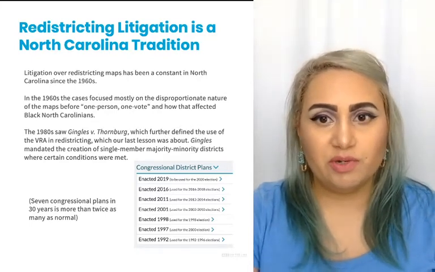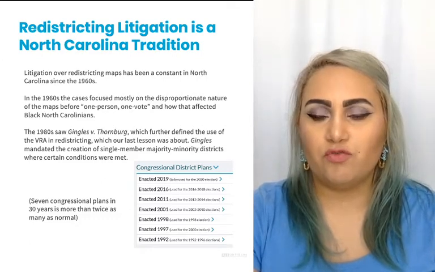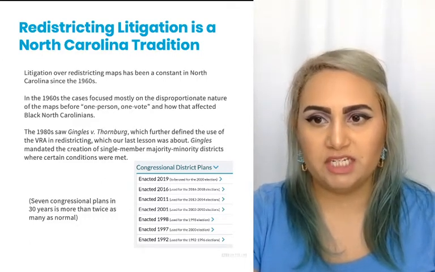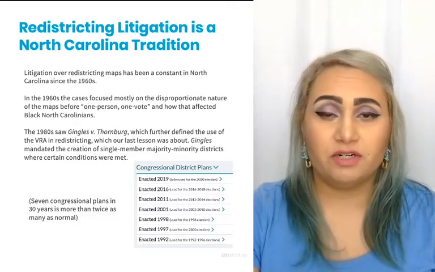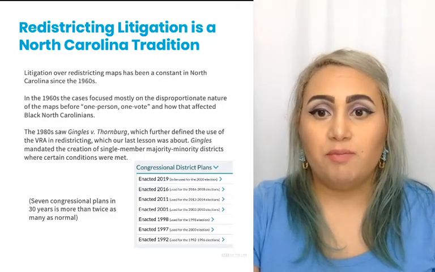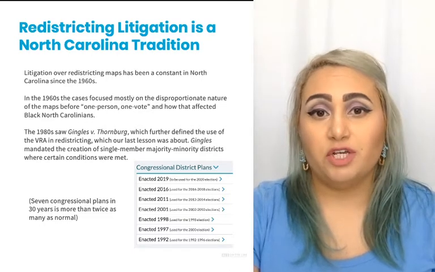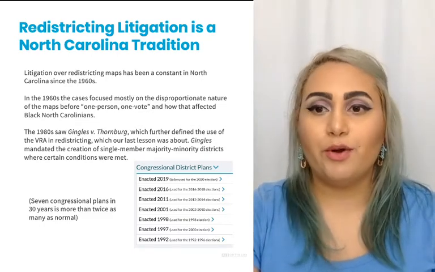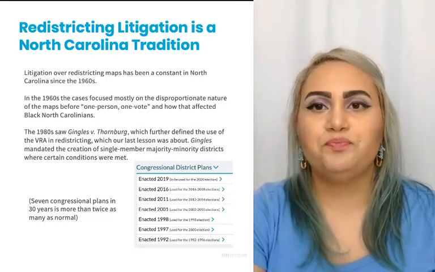And I just took this screenshot. I thought it was interesting. From 1992 to 2019, we have had 7 different congressional district maps. That's about 30 years, and in 30 years you would expect about 3. So clearly we do this a lot.